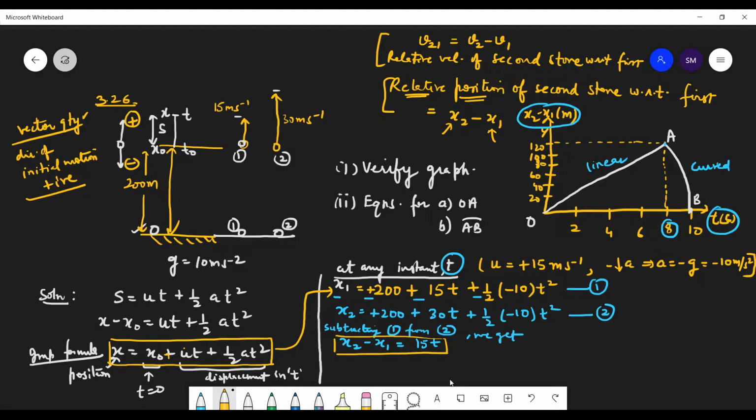Is this clear to everyone? Can you compare this equation, y equals mx plus c, which is the equation of a straight line. So this is a linear equation, degree 1. So what is m here? If you compare both of them, your m is 15.